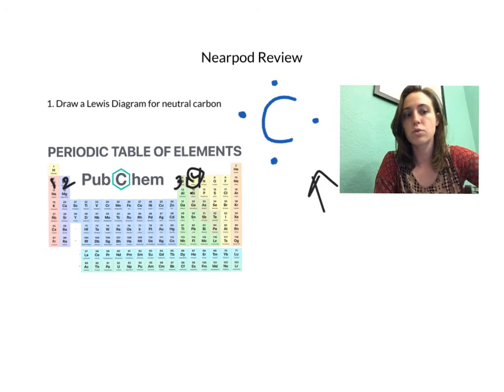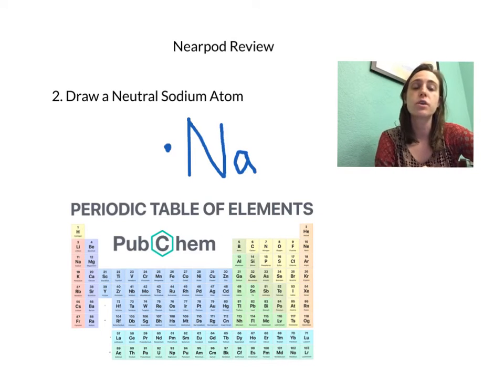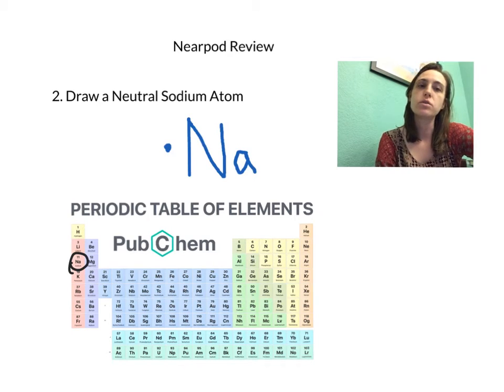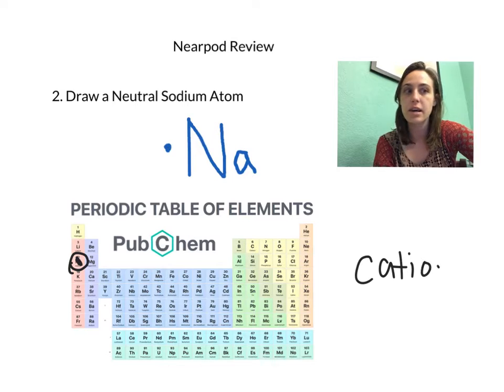All right, number 2. So number 2 was similar. Again, you're just drawing a neutral atom, so you're not drawing ions at this point. So what you should have done is find sodium, which was over here. I circled it there on the periodic table. So a neutral sodium atom has no charge. You only have 1 valence electron, which is why it's going to form a cation most likely, because it's on the end there. Cool?